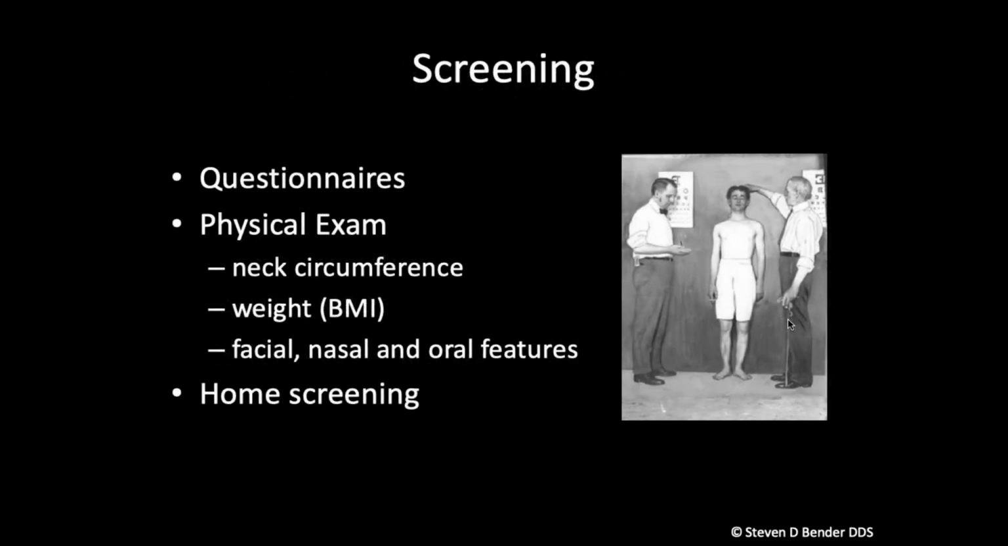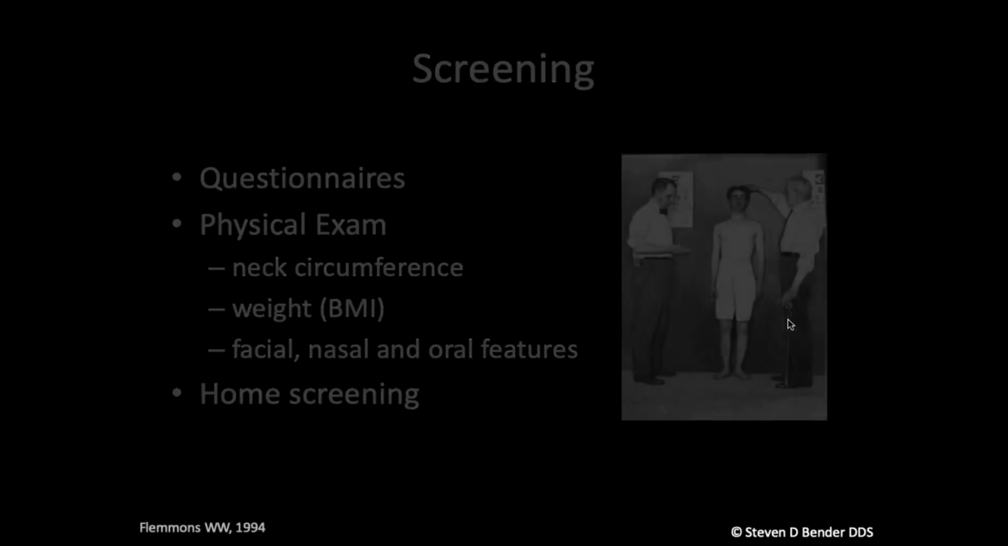Now, also, besides our questionnaires, we need to do an appropriate physical exam. And the basics of this are really, again, not going to add too much into your normal process. We take a neck circumference, as we talked about. You need to record the weight to get your body mass index. And then there are certain facial, nasal, and oral features that we'll be looking at. And then, again, we'll look at home screening in just a minute.